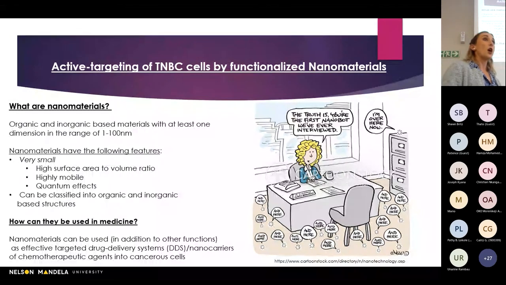We know that nanomaterials are inorganic or organic formulations that have at least one dimension within the size range of 1 to 100 nanometers. So they are incredibly small particles. Due to their size, they have intrinsic features such as a high surface area to volume ratio, high mobility, as well as exhibiting what are known as quantum effects. How they are used in medicine primarily is as drug delivery systems. They are able to encapsulate a drug and deliver it to the cancer site, and this is what we want to do in our formulations.